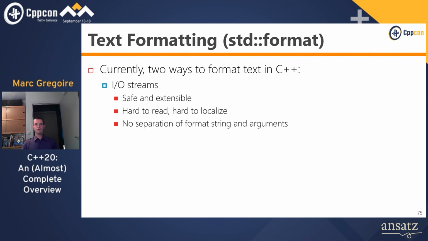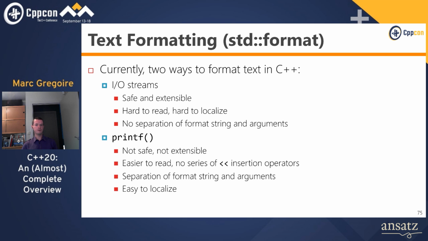Text formatting. In C++17, there are two ways to format text. You can use IO streams. They are safe and extensible. Extensible, you just have to overload the insertion and extraction operators. But they are hard to read, hard to localize, because there is no separation of the format string and the arguments. On the other hand, we have printf, which is not safe, not extensible. But it's easier to read because you have a nice separation between the format string and the different arguments, and because of that, it's also easier to localize.